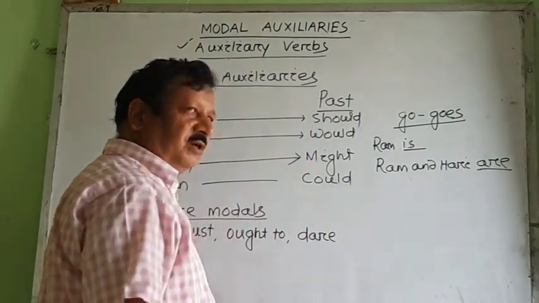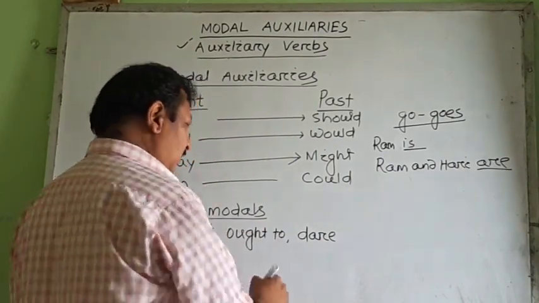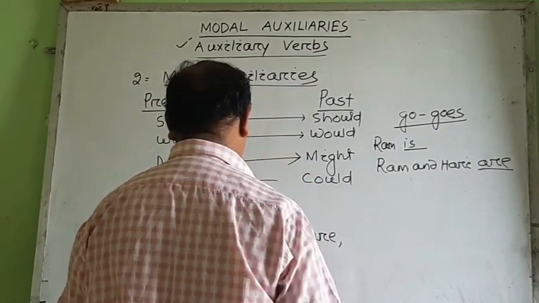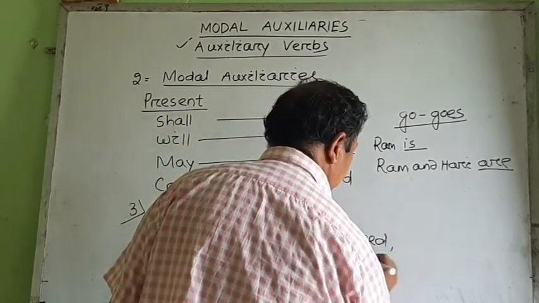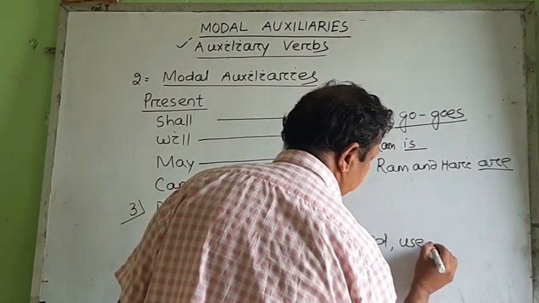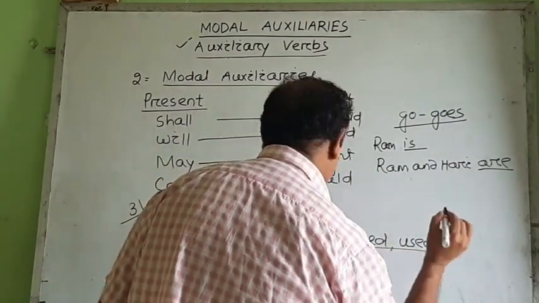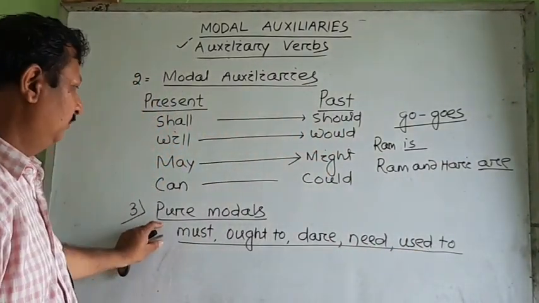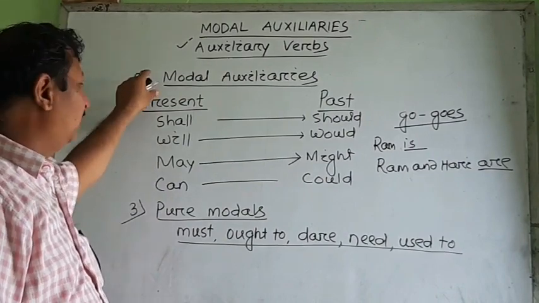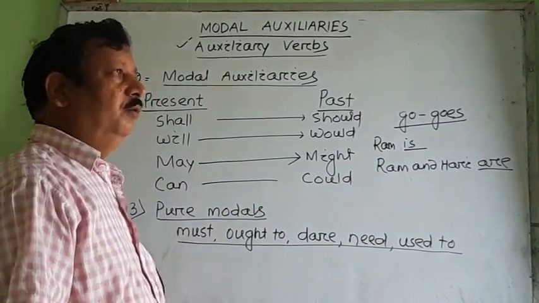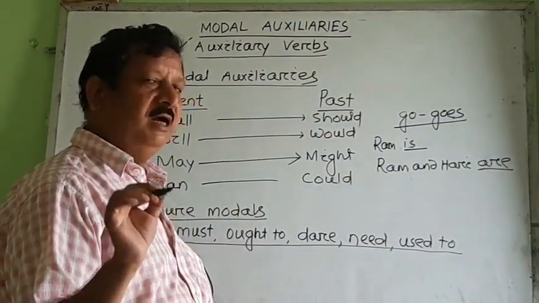Sometimes you must have heard someone saying, how dare you speak to me in such a manner. Dare, then another one, need, and used to. These are the 5 special modals or pure modals. And we shall learn the use of each of them as prescribed, only the modals, not the primary auxiliaries such as is, am, are, do, does or have.